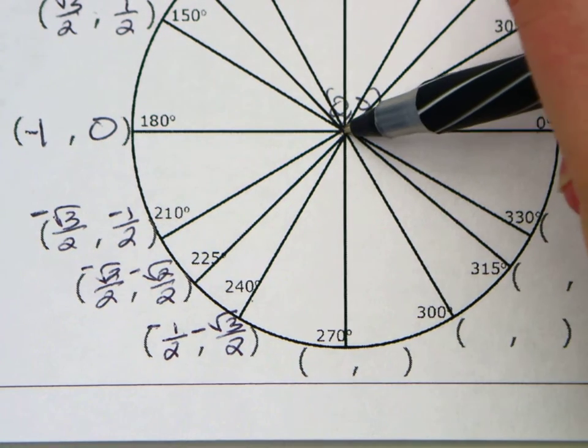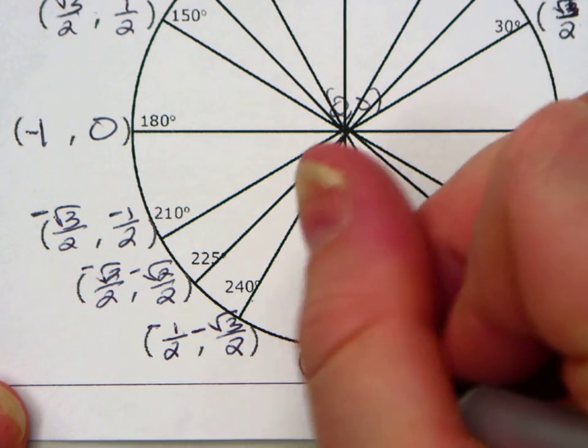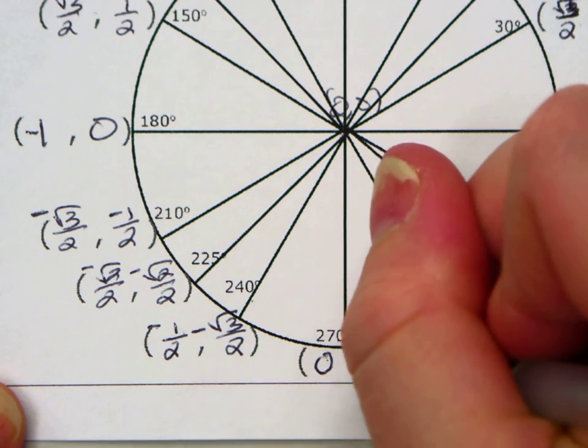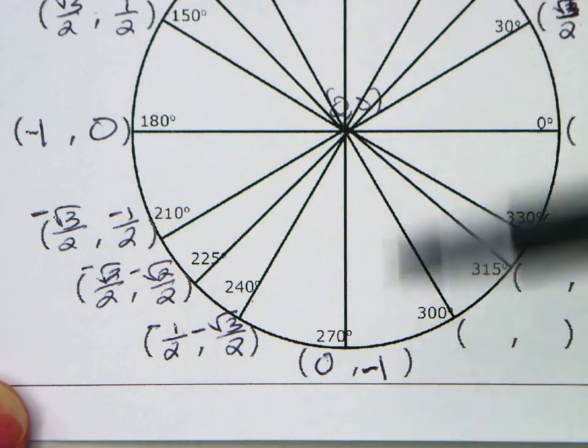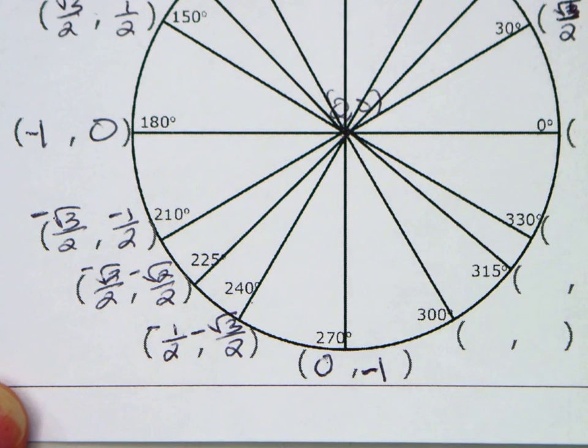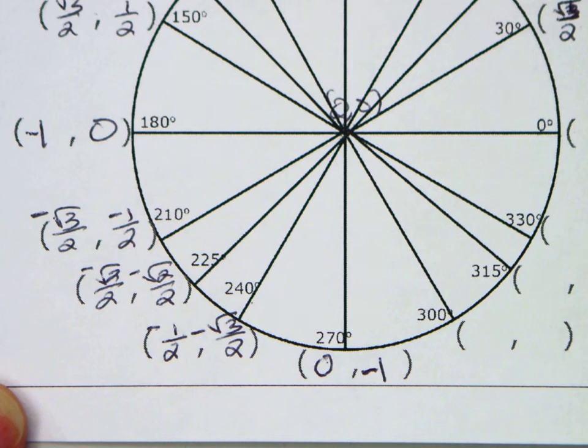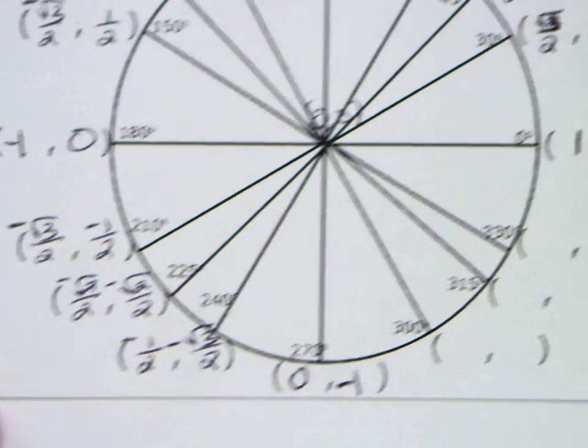270. Again, remember this is 0, 0. I'm going left or right, nothing. And I'm going down 1. Right? So these I hadn't gone over. Cosine of 270 is 0. Sine of 270 is negative 1. Right? All right, last quadrant.